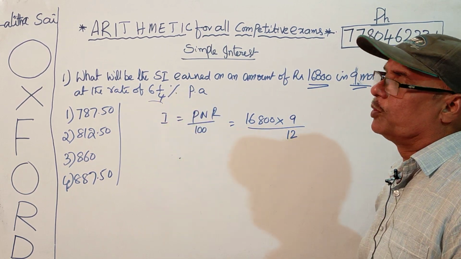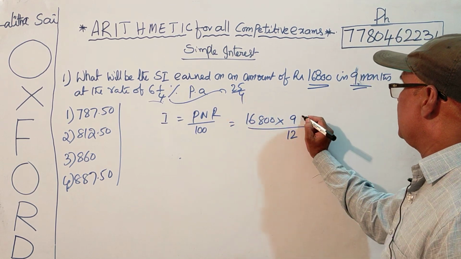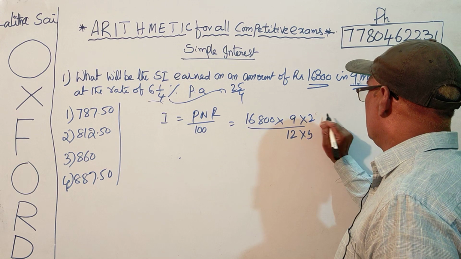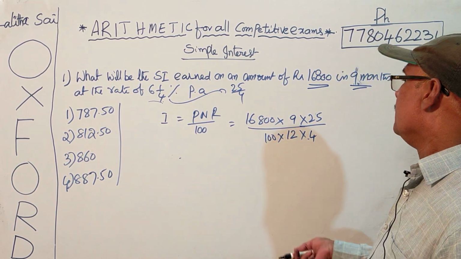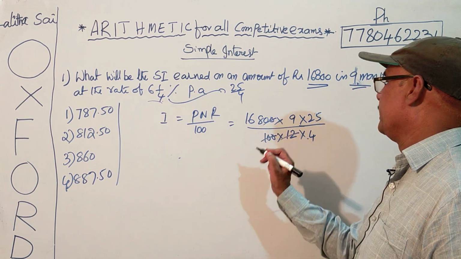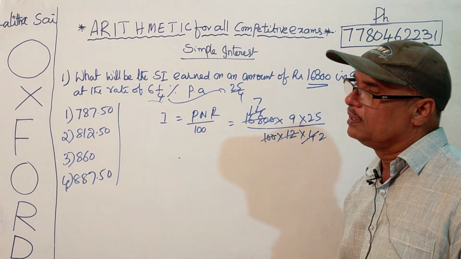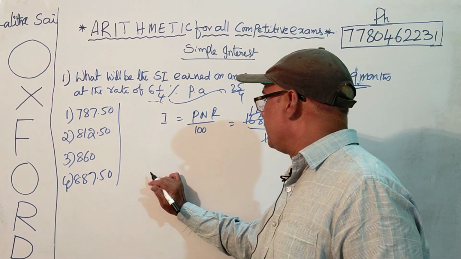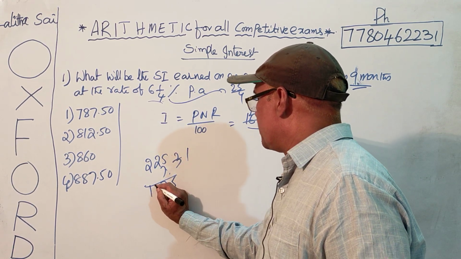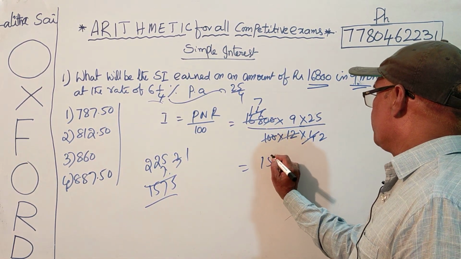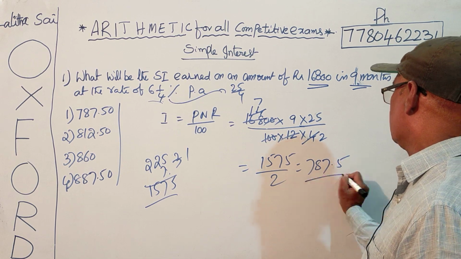Then R, 6 1/4%. 6 1/4 means 4 sixes are 24 and 1, 25/4. So place this 25 and this 4. Again 100 is there, write this 100 here. Okay, cancel the 2 zeros, 4 goes 1 time and 4 times, again 2 goes 2 times and 7 times. So 9 25s are 225, 225 into 7, 7 5s are 35, 14 3, 17, 1575. This is 1575 divided by 2, that is equal to 787.5. So this is the first option.